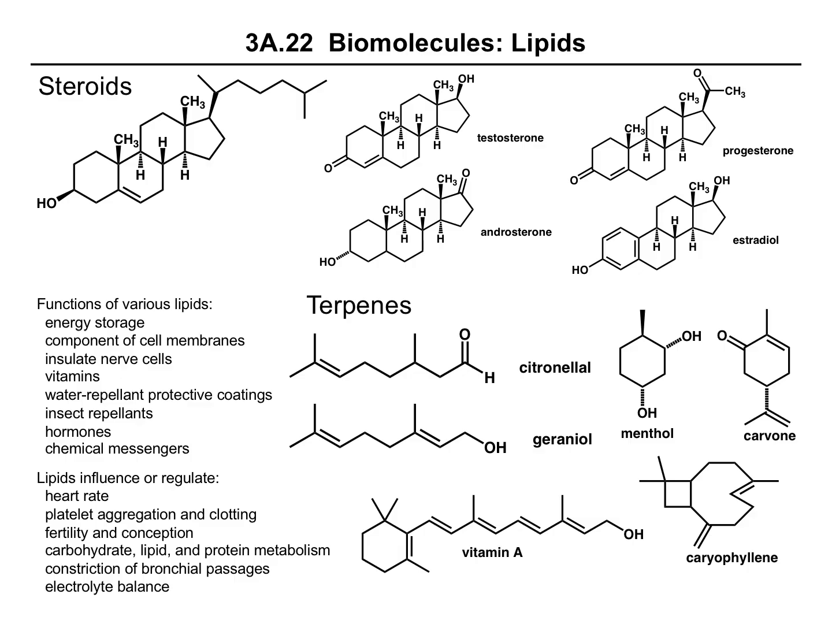Now, lipids are really quite interesting because in general, I think they get a bad rap because you don't want to have fats. But lipids in general have a wide variety of important functions. So they're responsible for energy storage, they're the component of cell membranes, they insulate nerve cells, they're vitamins, water repellent, protective coatings, insect repellents, hormones, chemical messengers. So all these different functions. And they either influence or regulate heart rate, platelet aggregation and clotting, fertility and conception, metabolism, constriction of bronchial passages. So if you have asthma, you can thank a lipid for that, as well as electrolyte balance.